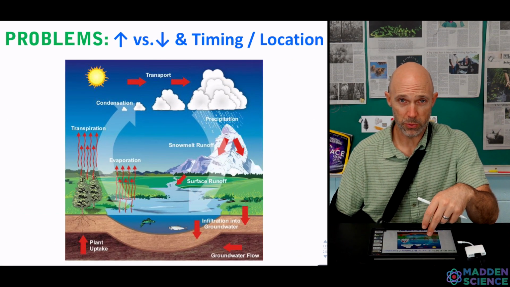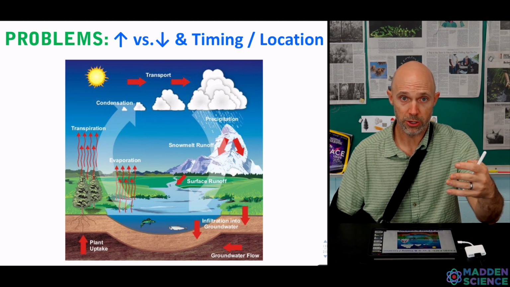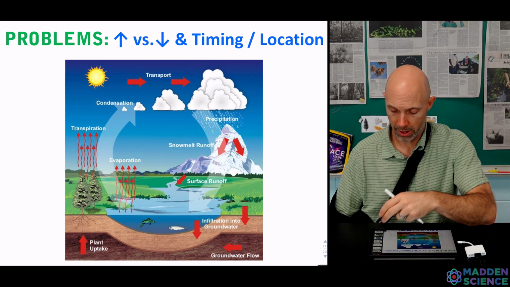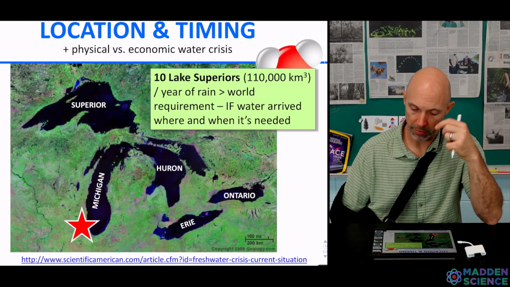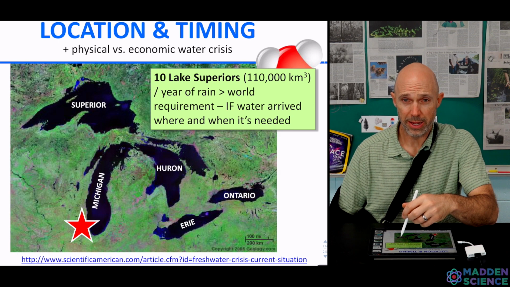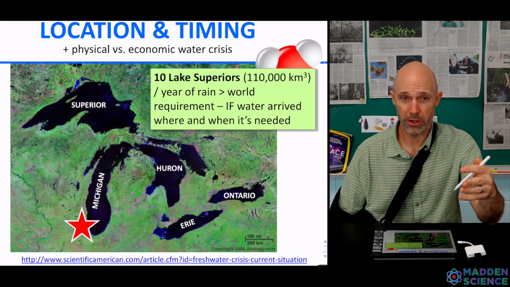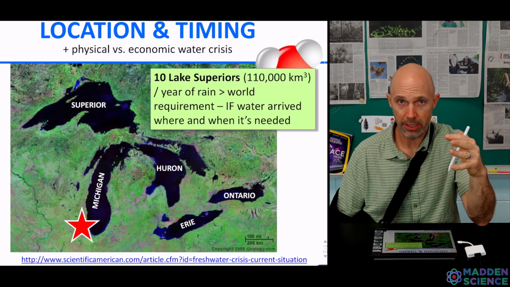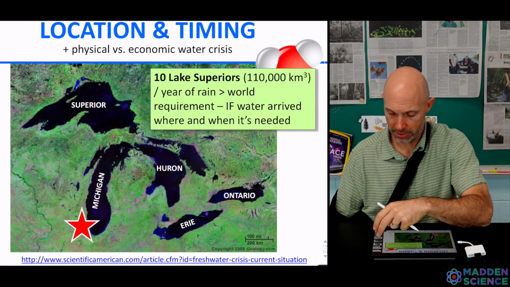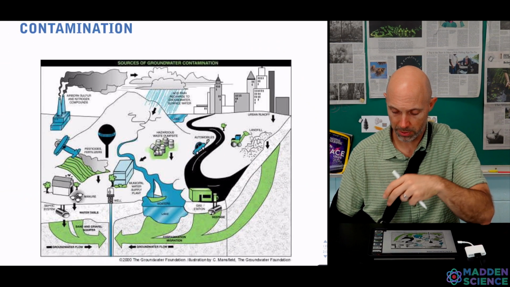Again, the problems within the water hydrologic cycle, not just with how much, but when and where the water is falling. Just a number for you, got 110,000 kilometers cubed fall in a year. That's like 10 Lake Superiors. But as you notice in the news, it's falling unevenly and at the wrong time in many cases. In addition, there's contamination issues and problems.